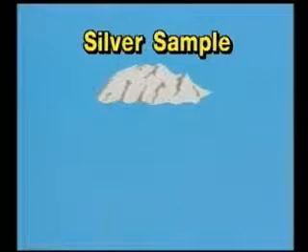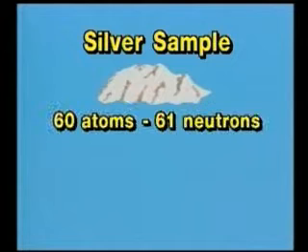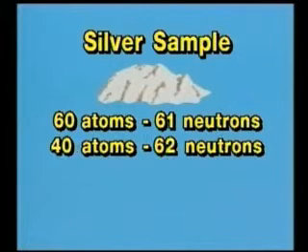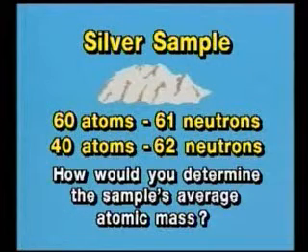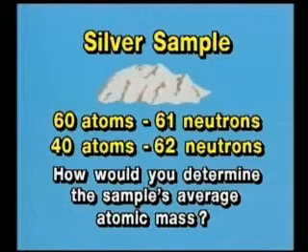A sample of the element silver contains 60 atoms, with each of them having 61 neutrons. In the same sample, there are another 40 atoms, with each containing 62 neutrons. How would you determine the sample's average atomic mass? Go ahead now and complete the program. Later, you can discuss the answer with your teacher.